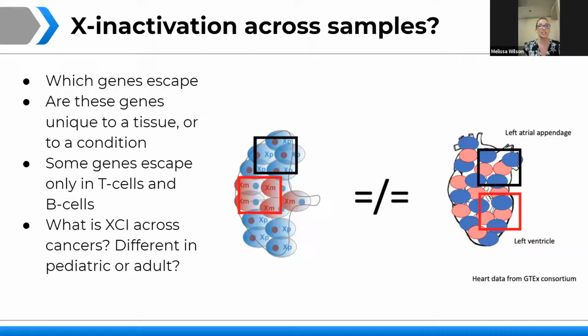And we want to see, are these genes unique to a tissue, unique to a particular condition? For example, there's been some really great wet lab work done showing that some genes escape only in T cells and B cells. So they're escaping only in immune-related cells and do lead to differences in immune-related function in T cells and B cells. But we don't know, right? What are these patterns of X-inactivation broadly across cancers? Are the individual genes that are escaping the same or different? Are they contributing to some of the sex difference that we observe across cancers? Are they the same in pediatric and adult samples? We don't know. It's just kind of a big world of we don't know. Next, please.